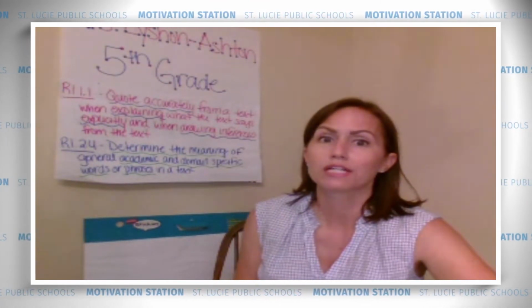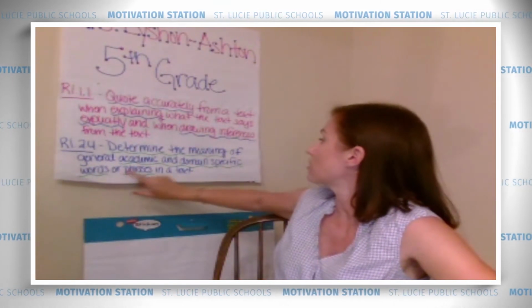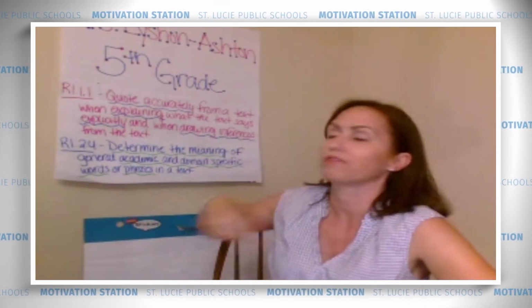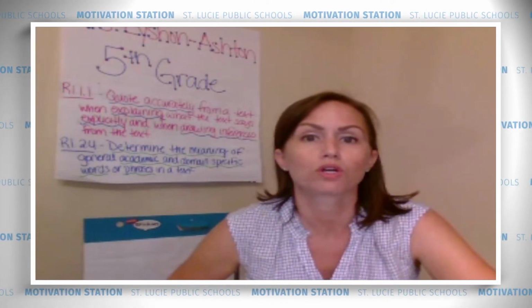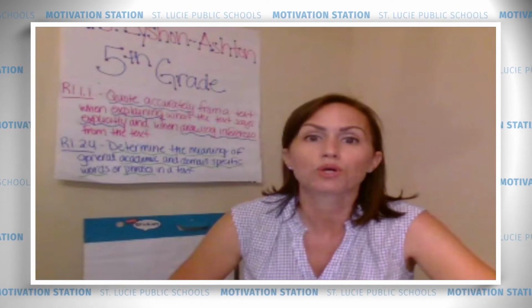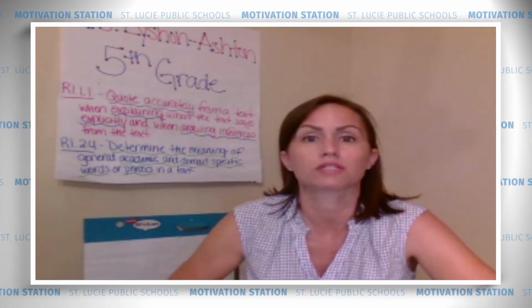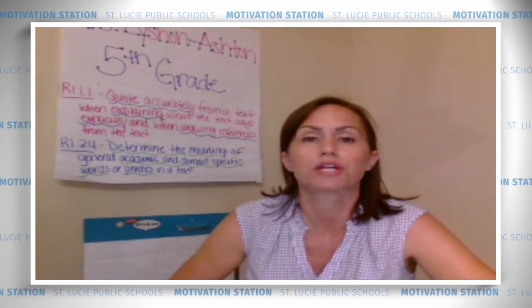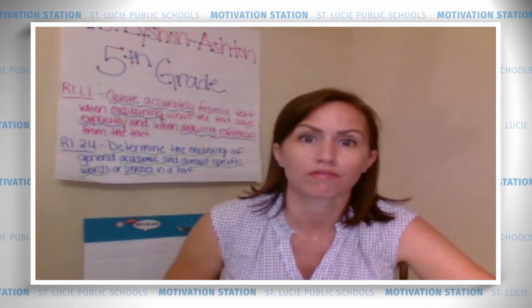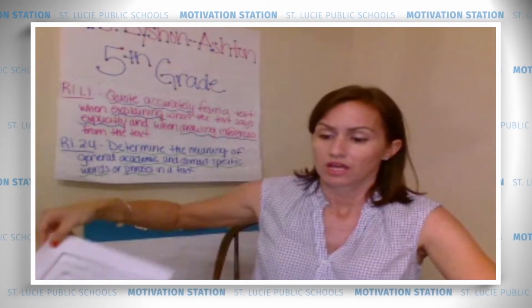And then RI 2.4 is dealing with vocabulary. Determine the meaning of general academic and domain-specific words or phrases in a text. So those are words that are important for us to understand the text. Do we know what they mean? If we don't know what they mean, we read around the word to figure out what it means. So read the sentence before, read the sentence after to help us determine the meaning of those words. So let's start with that standard.